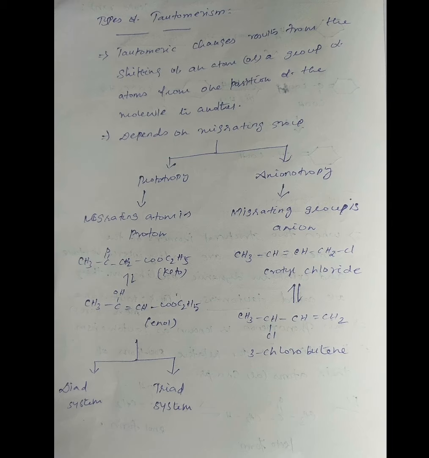For example, acetoacetic ester. CH3COCH2COOC2H5 is the keto form, which converts to the enol form, CH3C(OH)=CHCOOC2H5. Here one proton from the active methylene group, the CH2 unit, is shifted to the carbonyl oxygen, so the keto form converts to the enol form. Here a proton is migrated, so this is prototropy. But in the case of anionotropy, you take crotyl chloride, CH3CH=CHCH2Cl. This is in equilibrium.